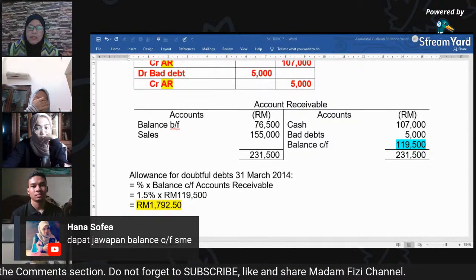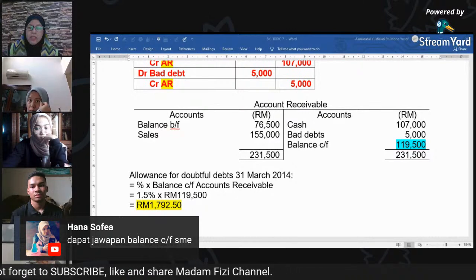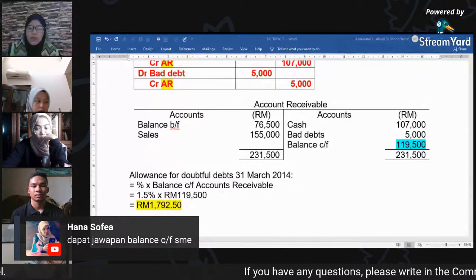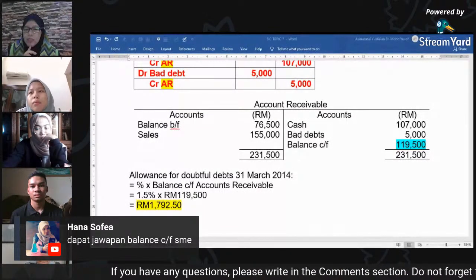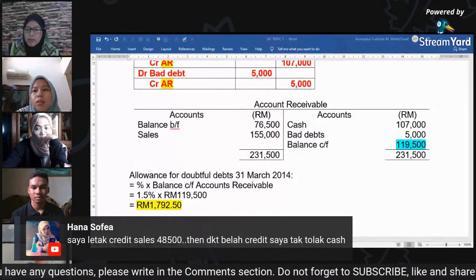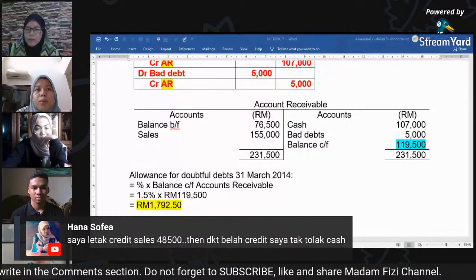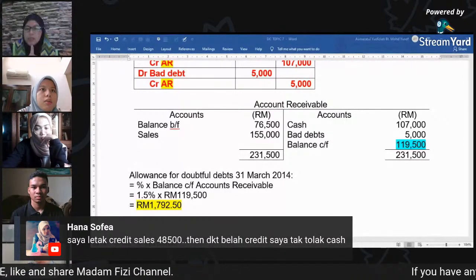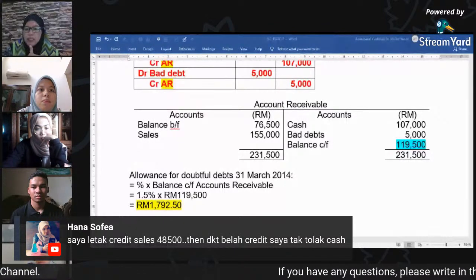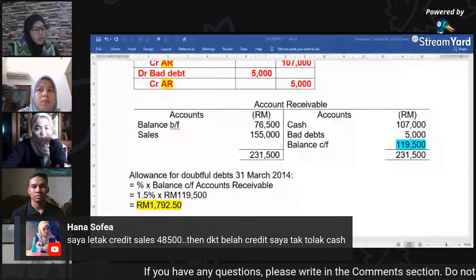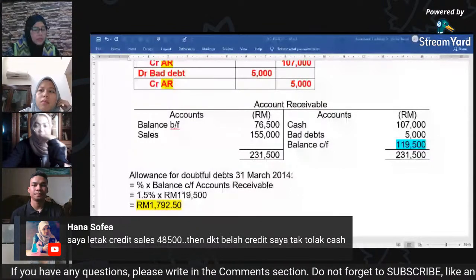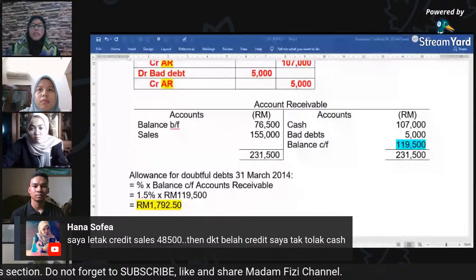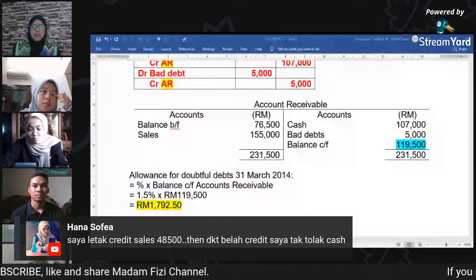Okay, so kalau Hana dapat tulis dekat komen tu, apa equals to 119,500, macam mana? Saya letak credit sales 48,500. Okay, ni Hana jawab. Saya dapat 48,500. Then dekat belah kredit saya tak tolak cash. Oh, maksudnya 155,000 minus 107. Okay.